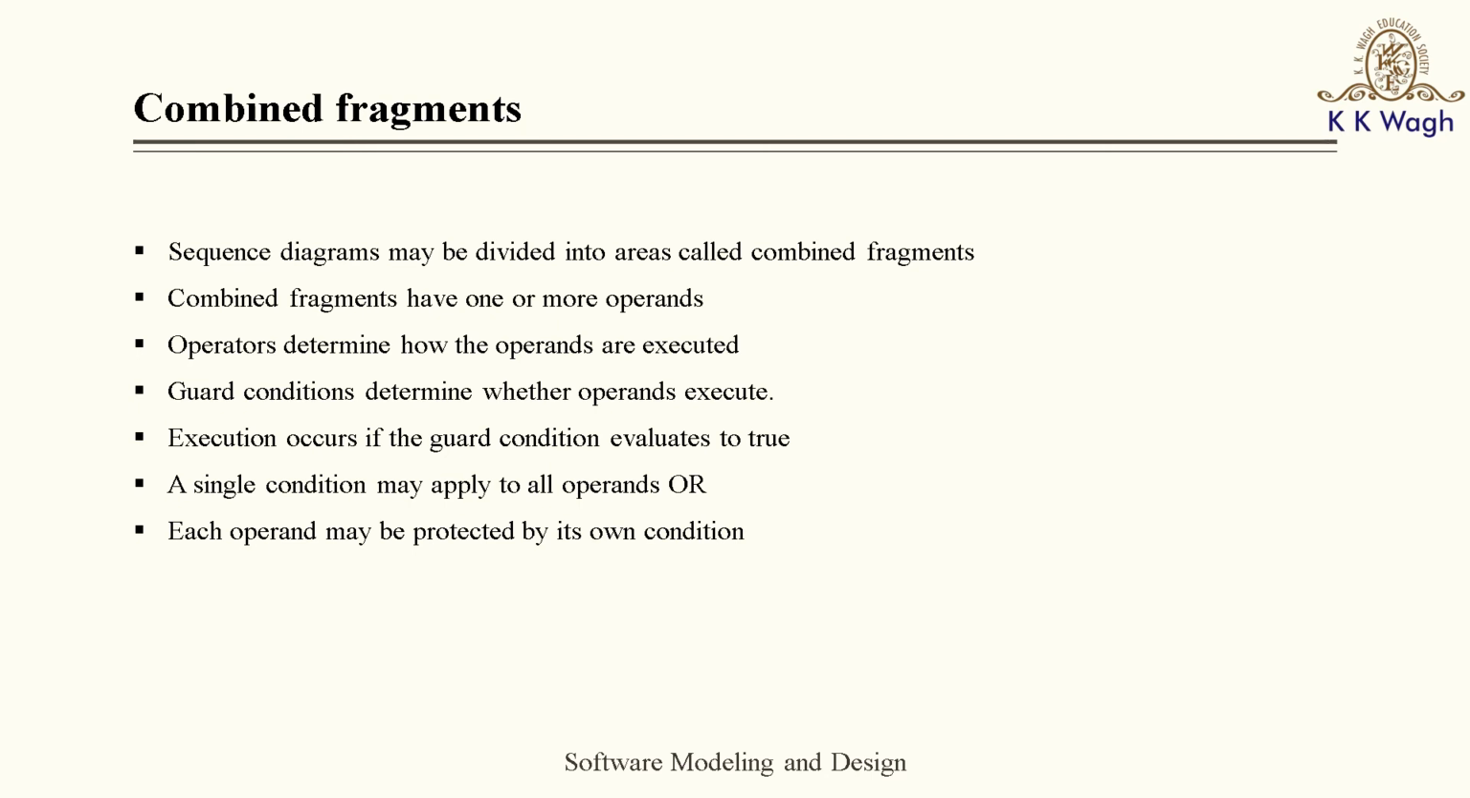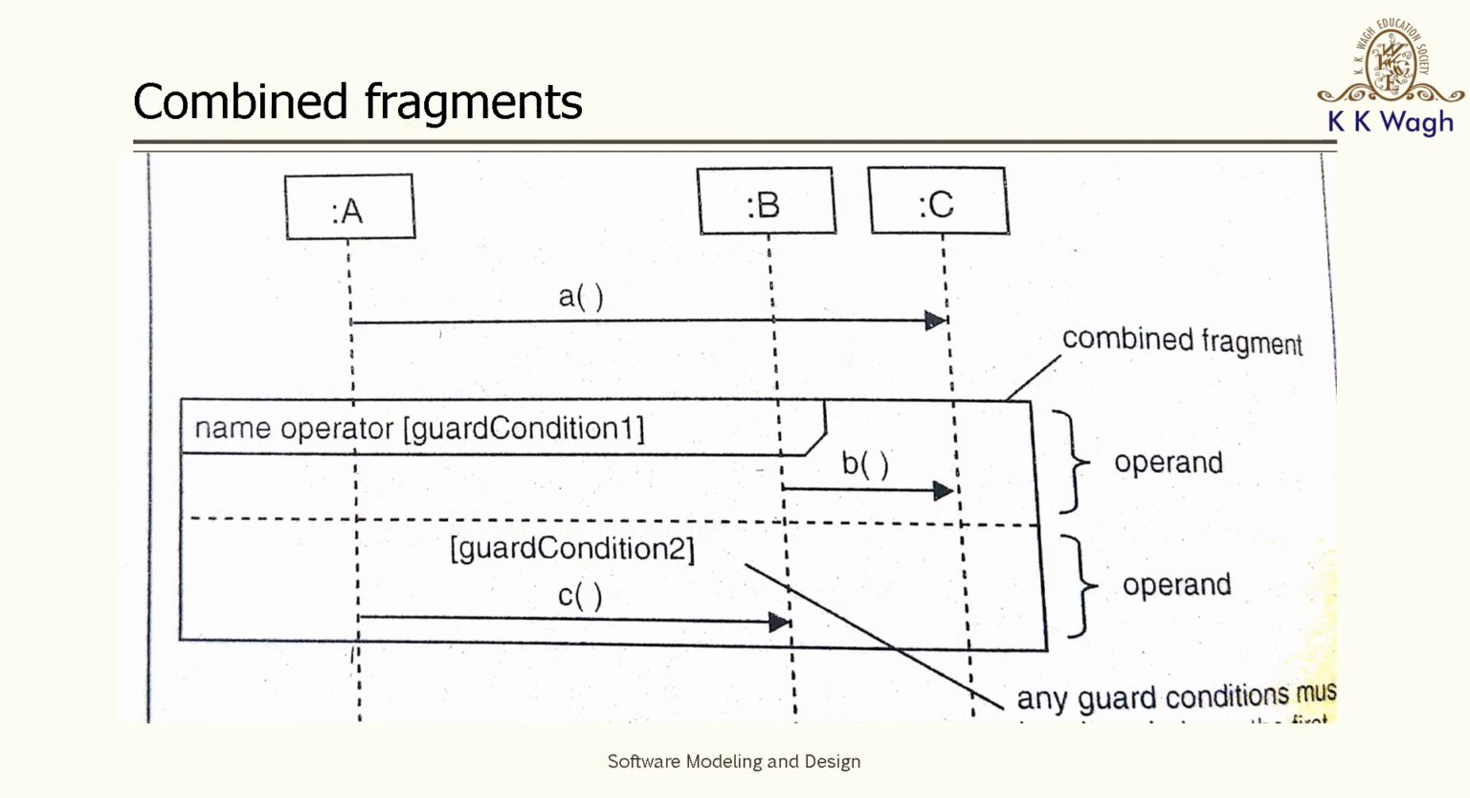This is the meaning of this: execution occurs if the guard condition evaluates to true, and if it is false, then the execution does not occur. So this is all about the guard condition, operators and operands in a combined fragment. Now this is the example. See here, this rectangular box represents a combined fragment.